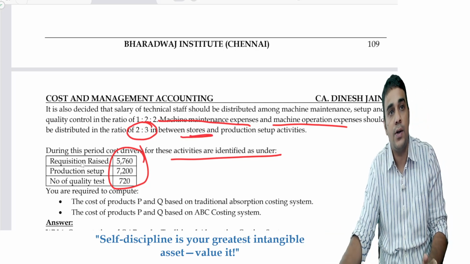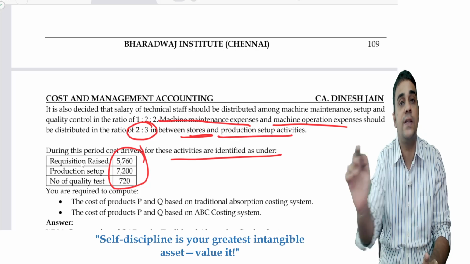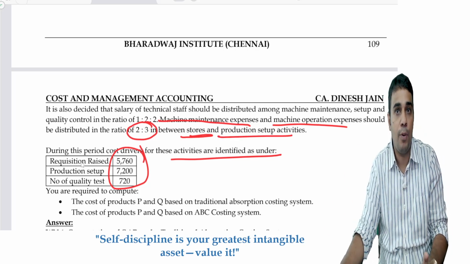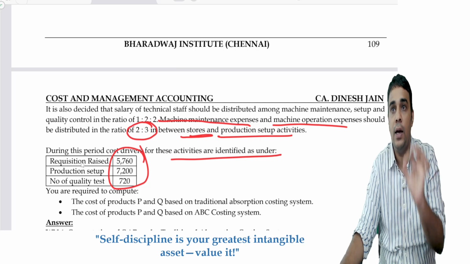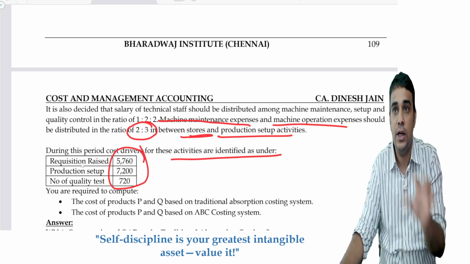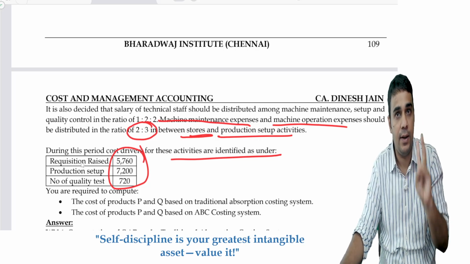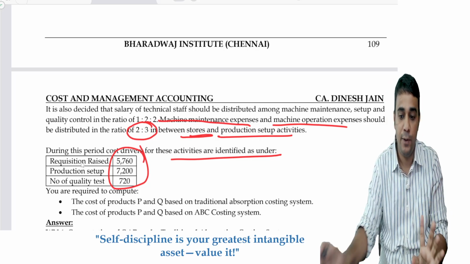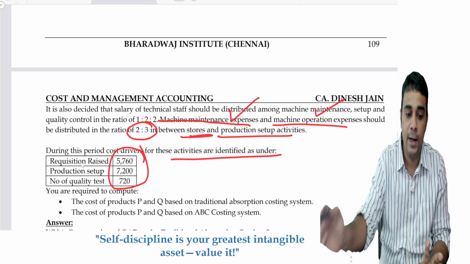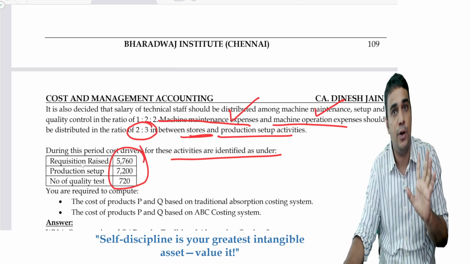Production means setting up. Between stores and production setup activity, in the ratio of what? 2 is to 3. Whatever machine operation you have there, into 2 by 5, write it in stores. Into 3 by 5, write it in setting up. I'll come to technical staff in a minute. Machine maintenance and machine operation should be distributed in the ratio of 2 is to 3 between stores and production.